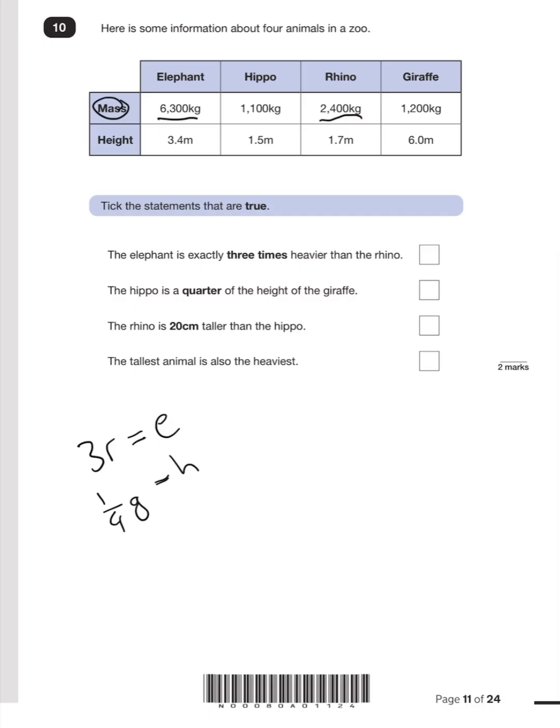The hippo is a quarter of the height of the giraffe. So a quarter G equals H. And we're looking at the heights this time. Height of the giraffe is 6. We're looking at a quarter of 6 now. A quarter of 6. Halve it, half again, you get 1.5. And we are looking at H 1.5, that's correct.